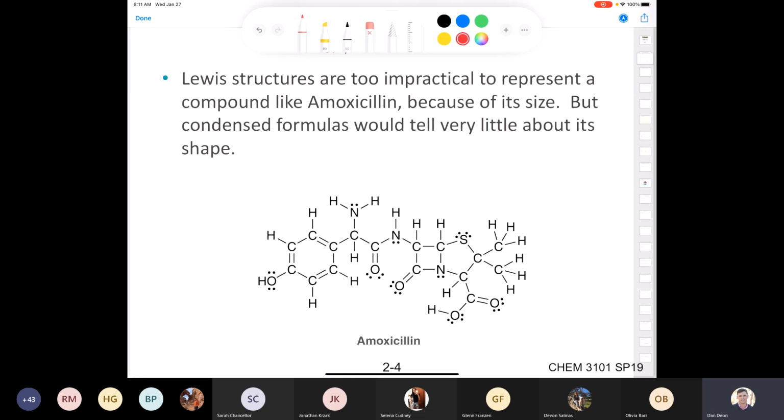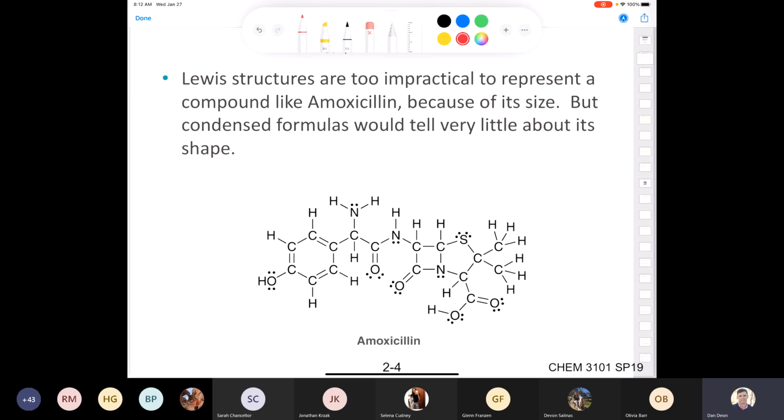Now, amoxicillin is an antibacterial that's used to treat many different bacterial infections, and it's one of the most commonly prescribed antibiotics in children. Very cheap, only costs, I don't know, a couple of cents for one pill, something like that. Anyhow, amoxicillin is also part of a class of compounds called beta-lactams. That's neither here nor there.